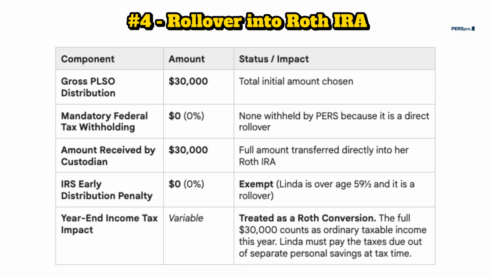The takeaway: if Linda is in a 22% tax bracket, she will owe the IRS $6,600 out of pocket at tax time because no money was withheld upfront by PERS. Viewers choosing a Roth IRA rollover must plan ahead to ensure they have separate savings available to cover the future tax bill. Next is Section 4, Applicant Authorization.